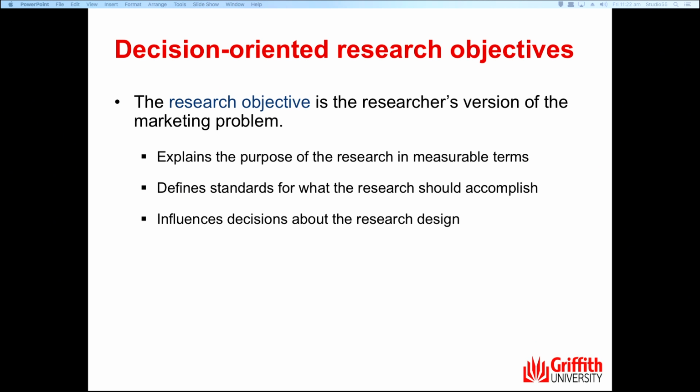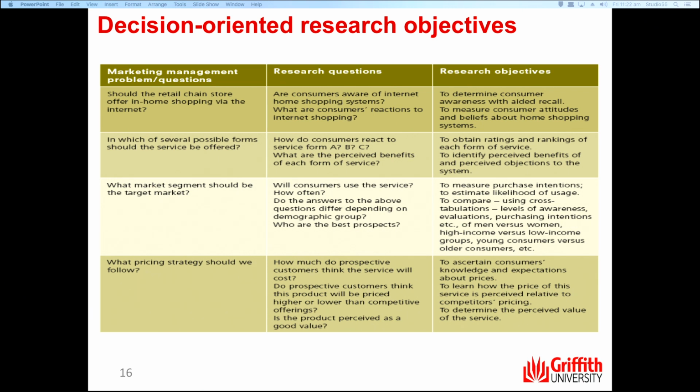This explains the purpose of the research, what the research should accomplish, and it influences the decision about the research design. For example, this is the marketing management problem: should the retail chain store offer in-home shopping via the internet? So the research questions are: are consumers aware of internet home shopping systems? What are consumers' reactions to internet shopping? So from these questions, what is actually the objective? Based on those questions, the objectives are: number 1, determine the consumer awareness with aided recall, and number 2, to measure consumers' attitude and belief about home shopping systems.